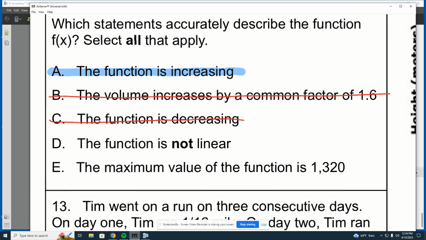Now look at D. The function is not linear. What concept do we have to understand for us to know whether something's linear? That's it. The numbers have to go up consistently. Same value. That's what a line is. This one doesn't go up 100 and then this one goes up 700. It has to keep going up the same amount. So what do we use to check that? We use our calculator. And what operation? Subtraction. So do that.